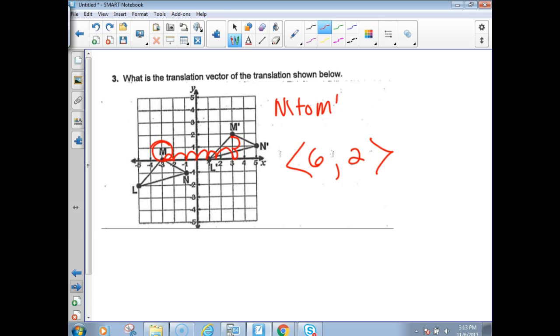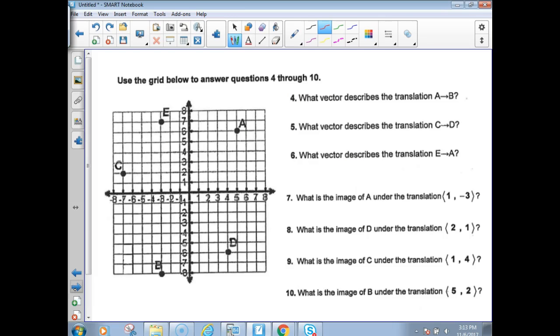All right. Now these questions on the back. Okay, I'm just going to do a couple. I'd like you to finish them. And then I want to talk about the rotations worksheet briefly.